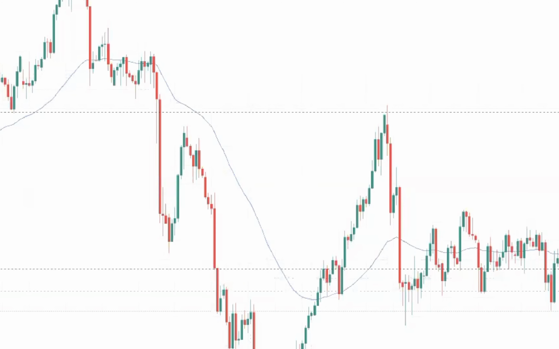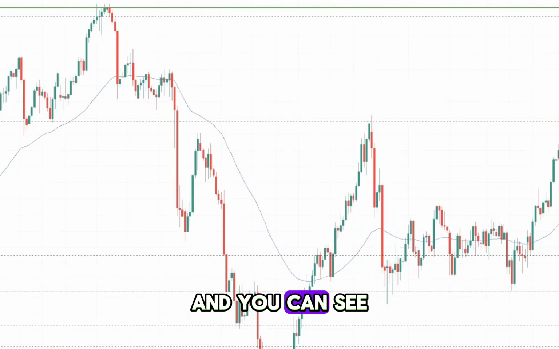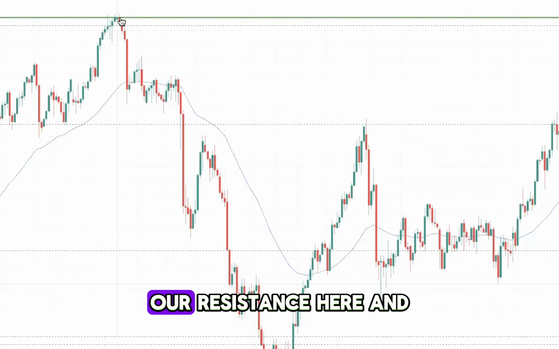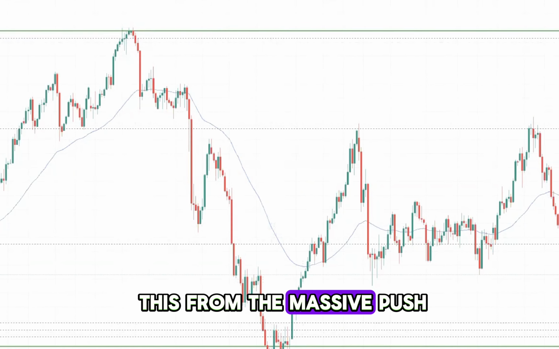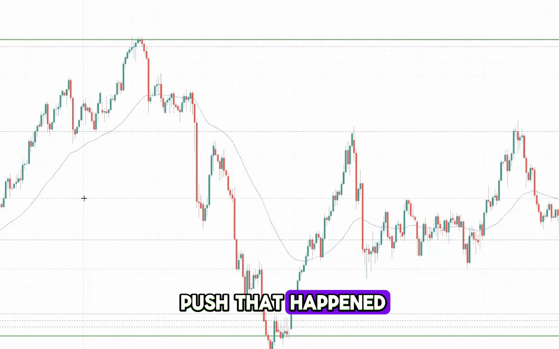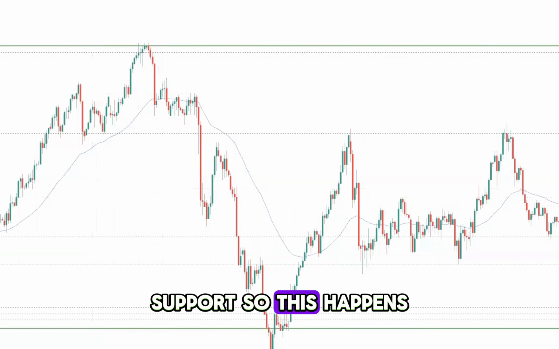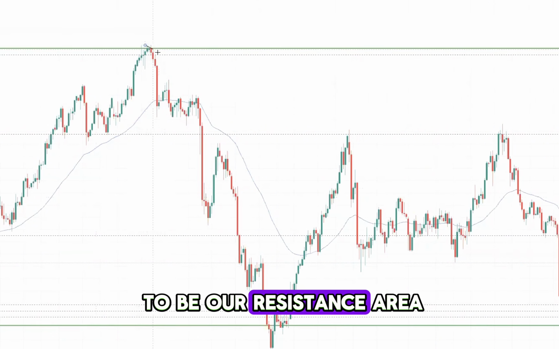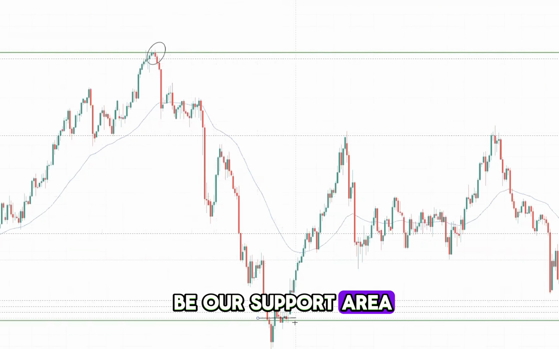Let's go. So guys, this is gold, and you can see we have our resistance here and our support here. How did I get this? From the massive push. You can see, like I said, an impulsive push that happened. You can also map that place as a resistance or a support. So this happens to be our resistance area, and this happens to be our support area.